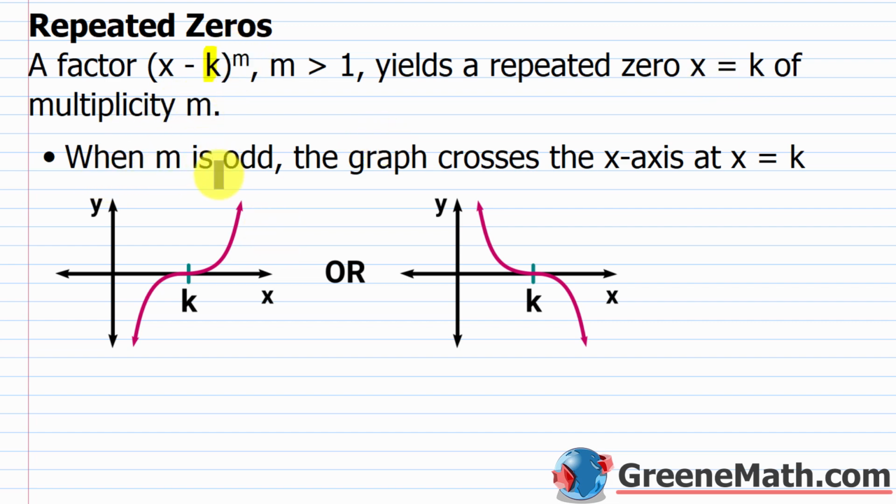When m is odd, again, 3, 5, 7, 9, so on and so forth, the graph crosses the x-axis at x equals k. But again, because the multiplicity here, given by this m being greater than 1, we're going to have the graph flatten out. So it's not going to cross straight through like you saw in that example earlier. So it's going to look something like that or something like that.